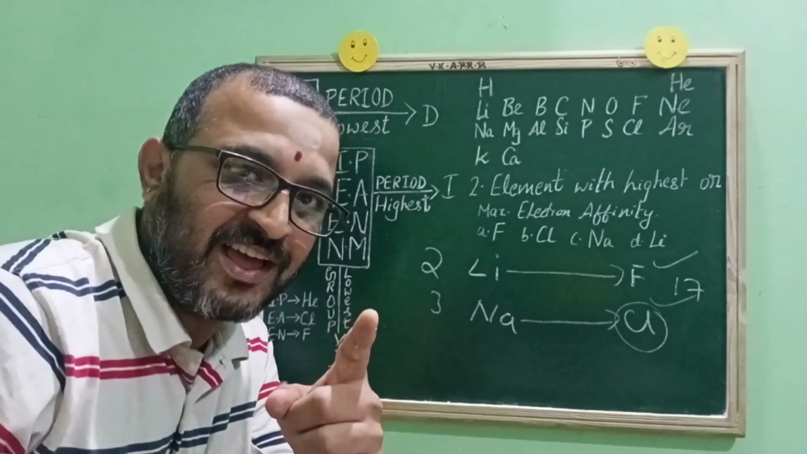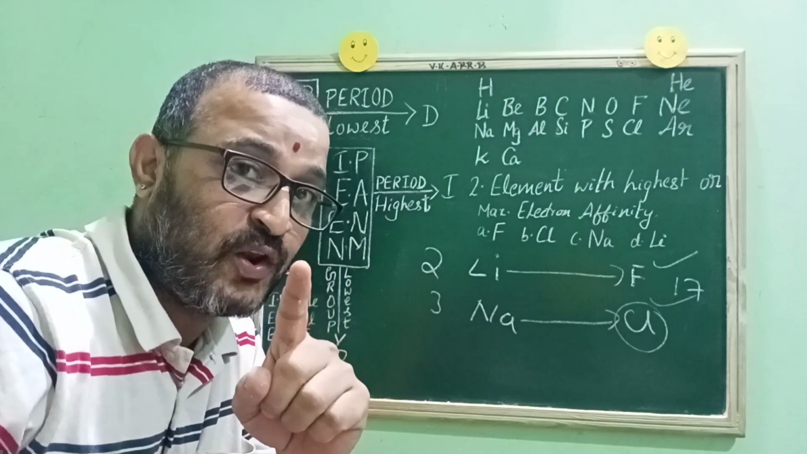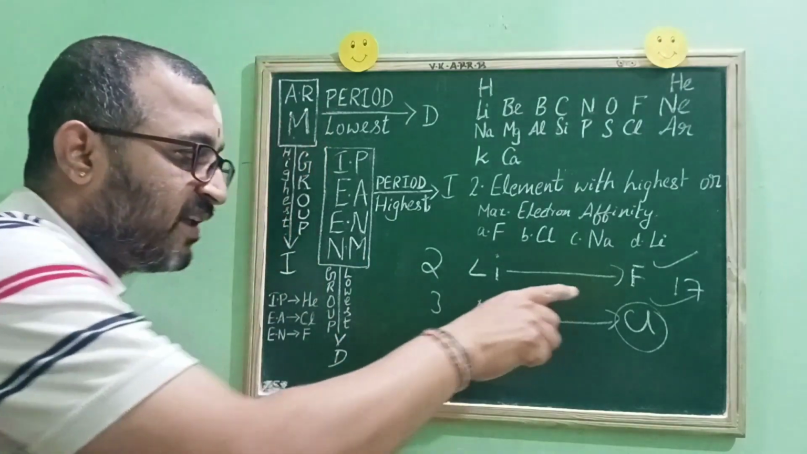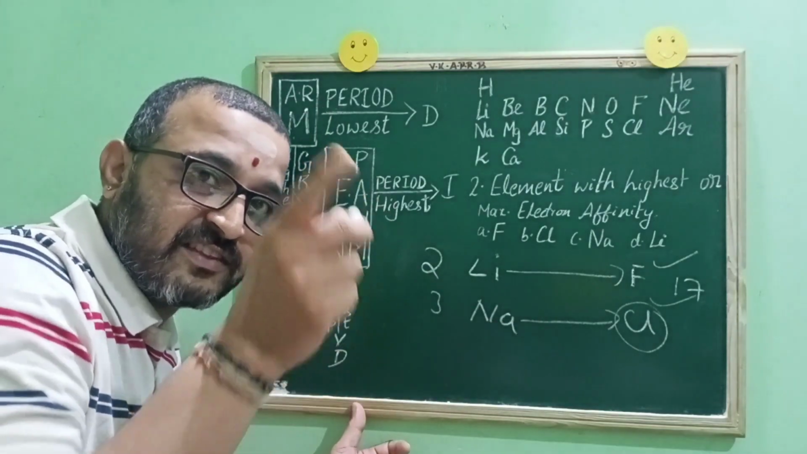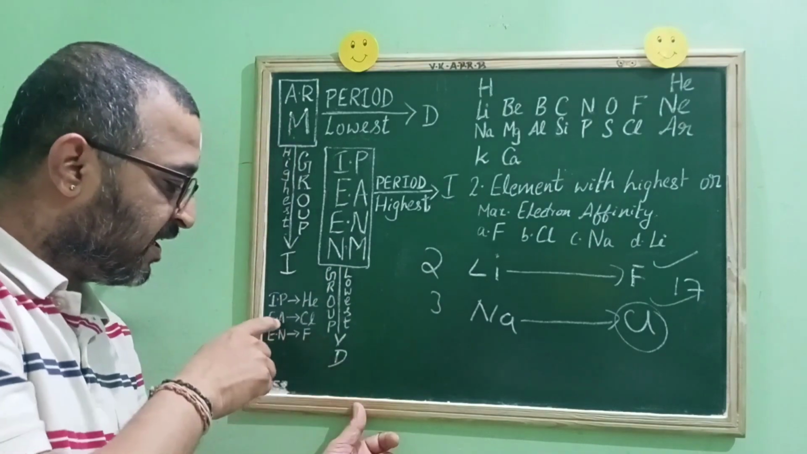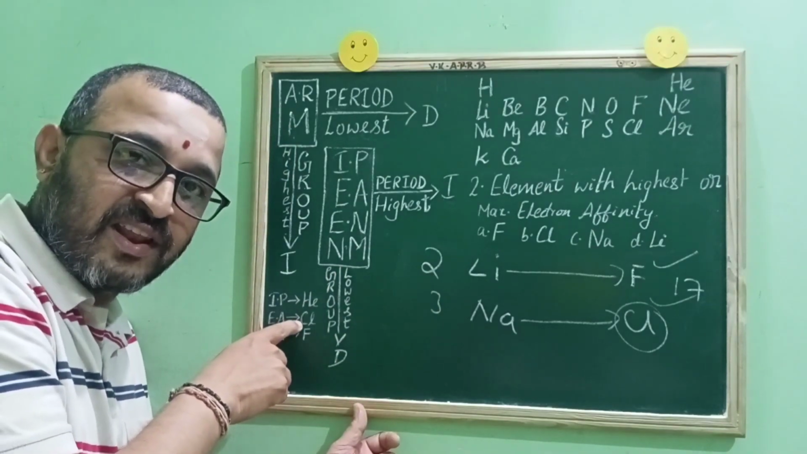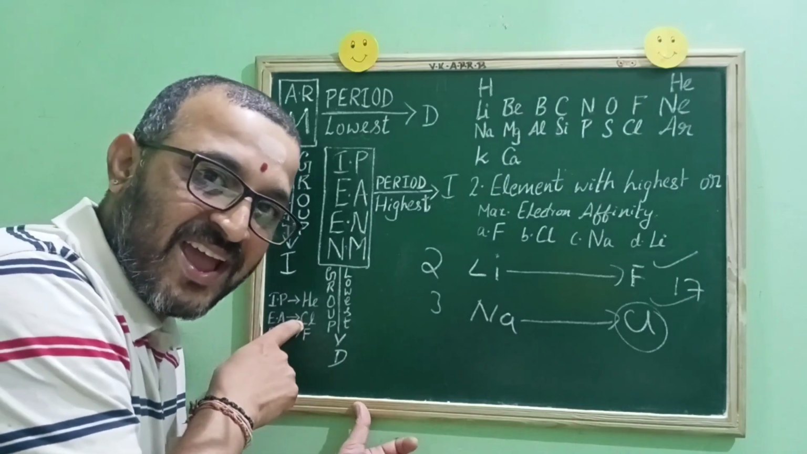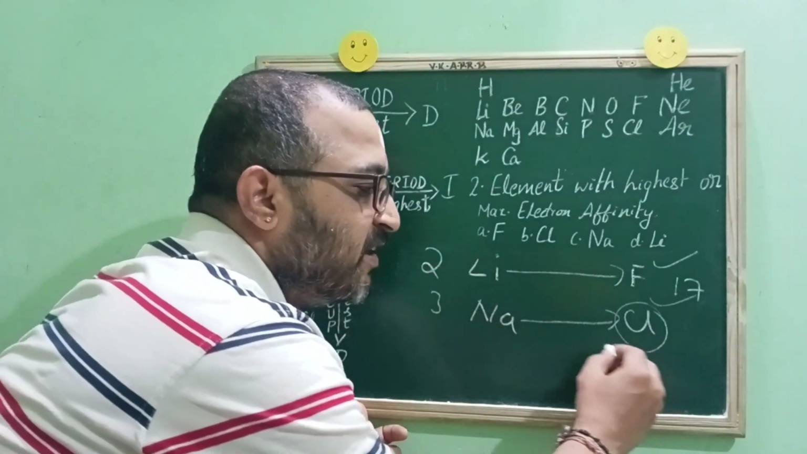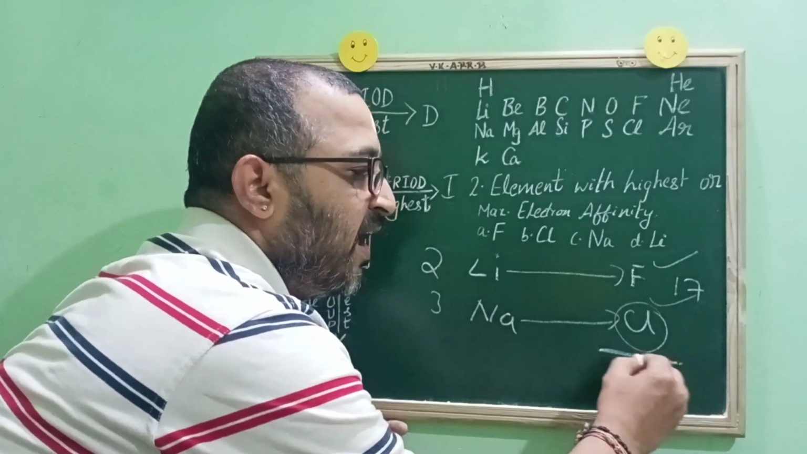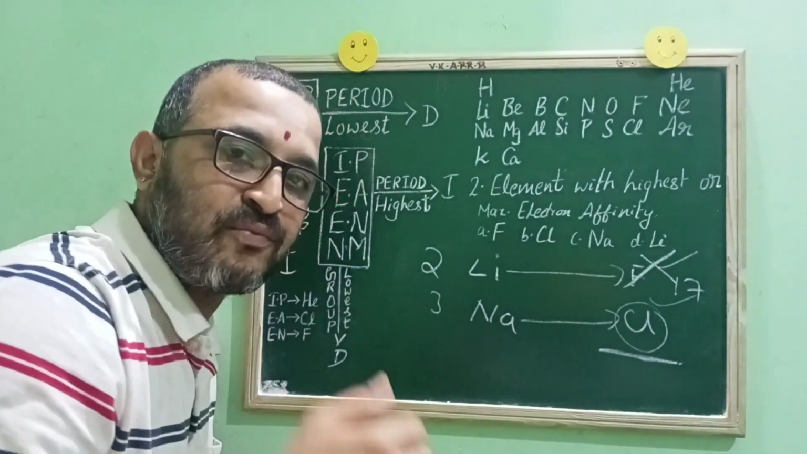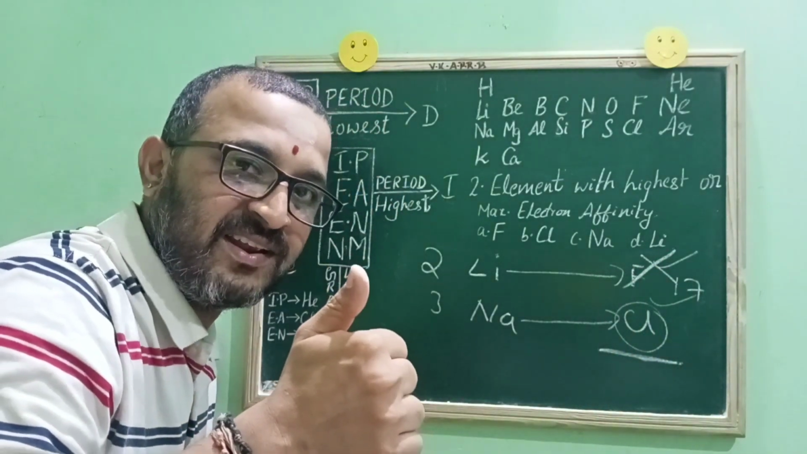Is it right, children? No, you're wrong. See, yesterday, that is in the previous video, we have seen that the element with the maximum electron affinity is what, children? Chlorine. Okay, so the correct answer for this one will be chlorine. It is not fluorine. Okay, children?